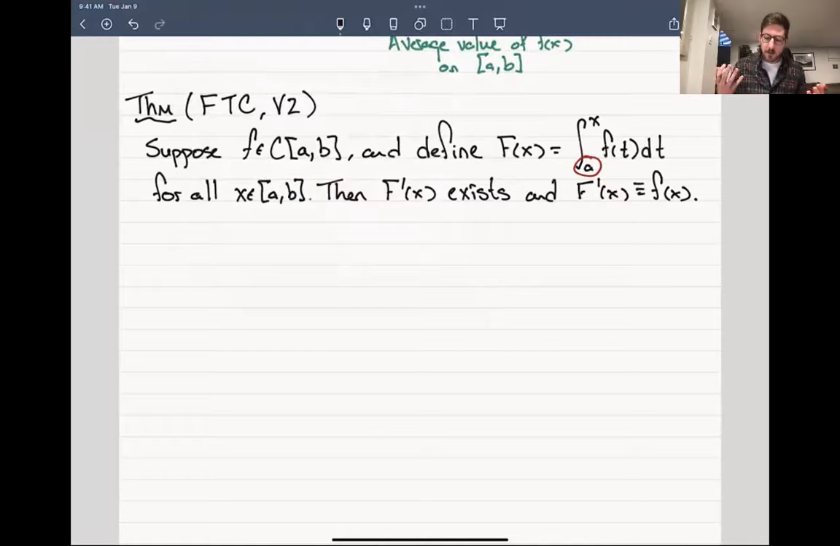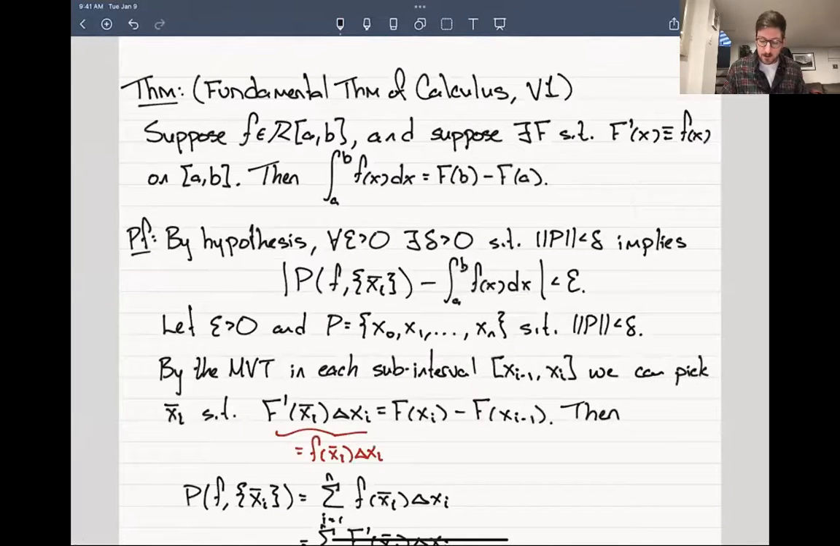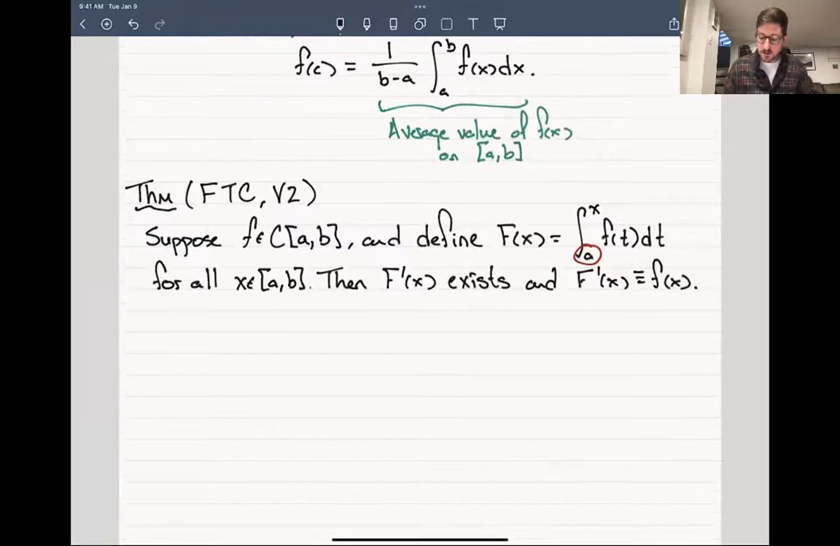Okay, so this allows us to define antiderivatives of functions using integrals. So let's take a look at these again. The first version tells us that derivatives can be used to understand integrals. And version 2 tells us that integrals can be used to understand derivatives. This is the intertwining of the fundamental theorem of calculus when you put these two things together. And let's take a look at the proof.